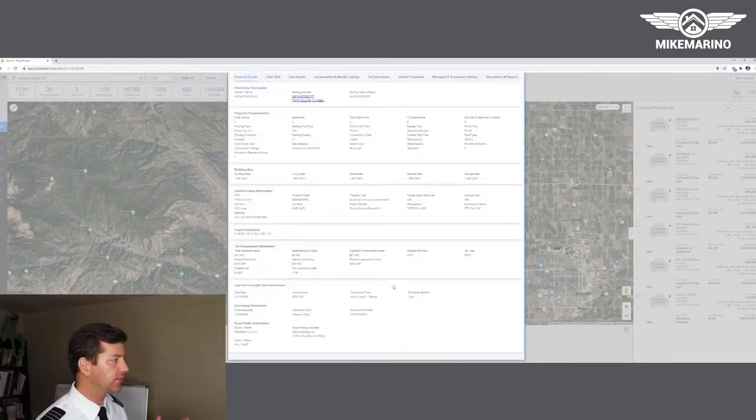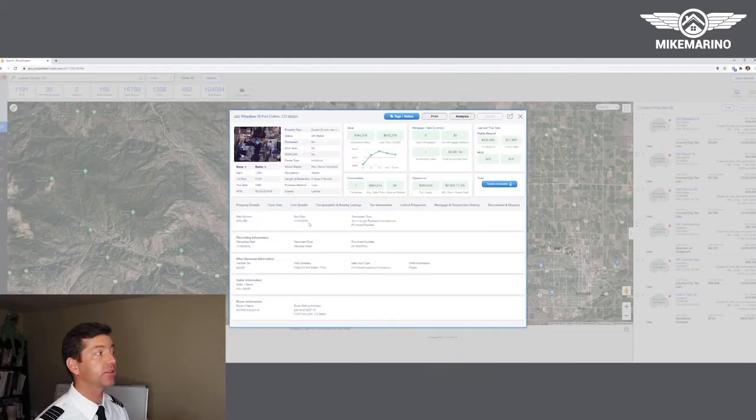Property details. You can see it was last sold as a cash sale for $205. Shows me estimated equity of $464. Here's my gross yield of 5.3. These are estimates, but at least it gets us thinking, okay, this is a potential problem that I can fix.